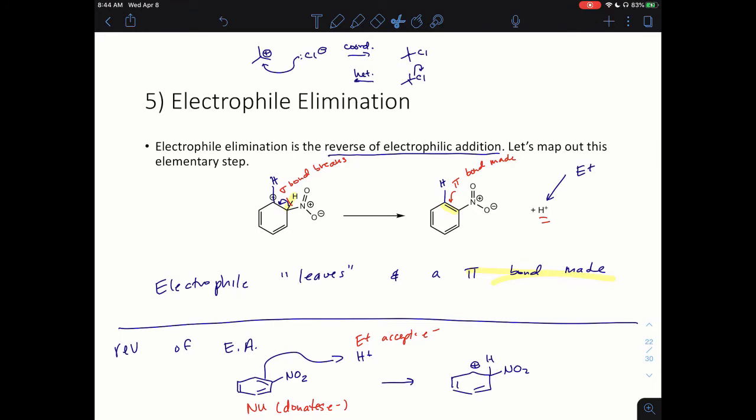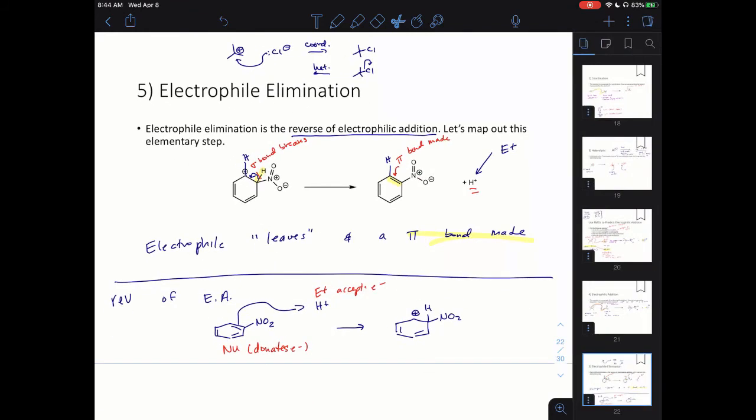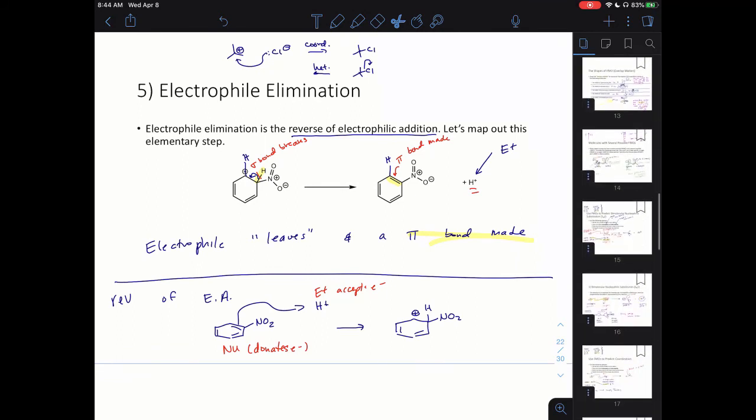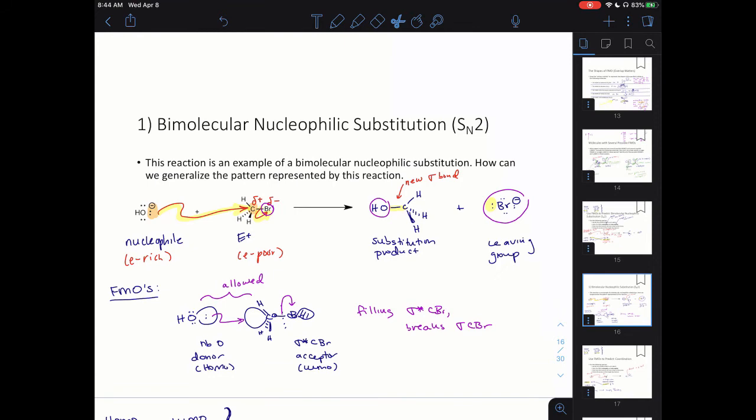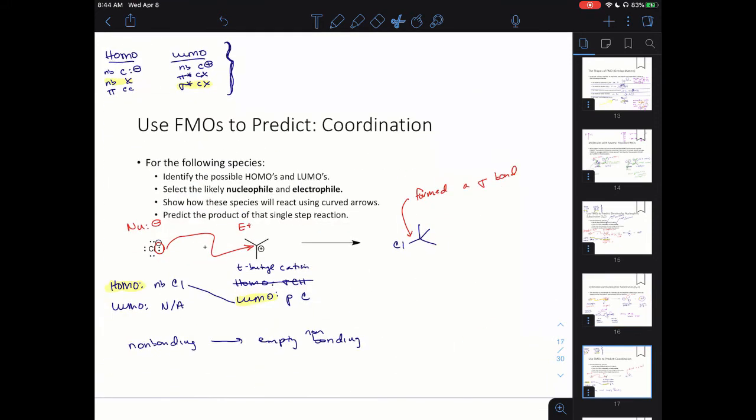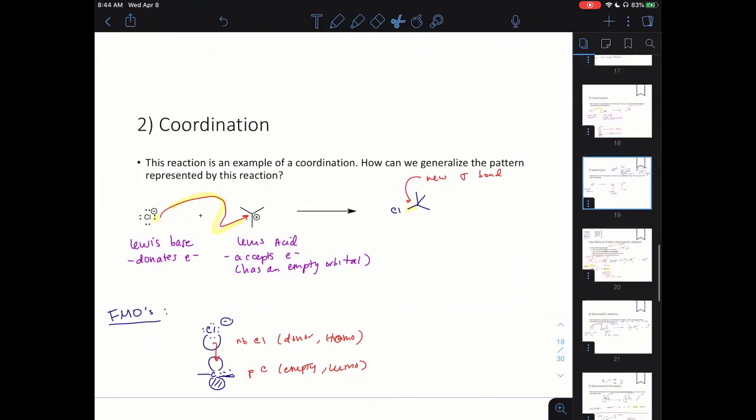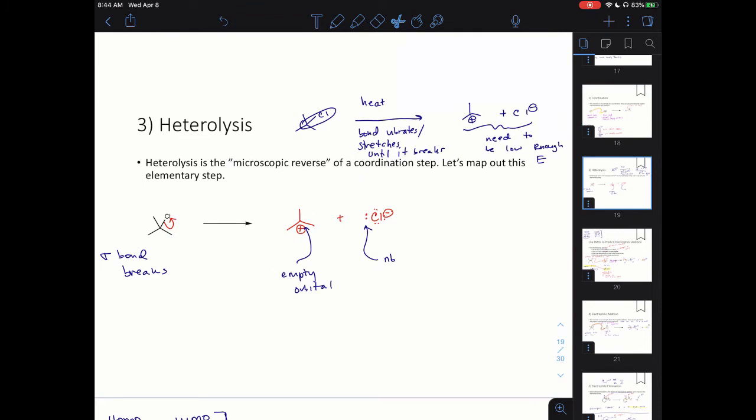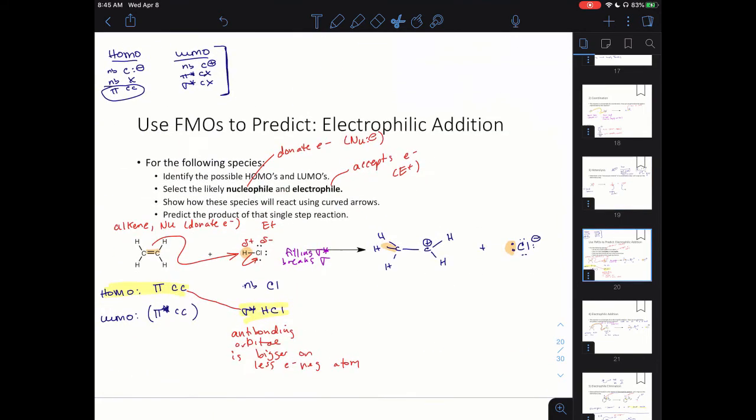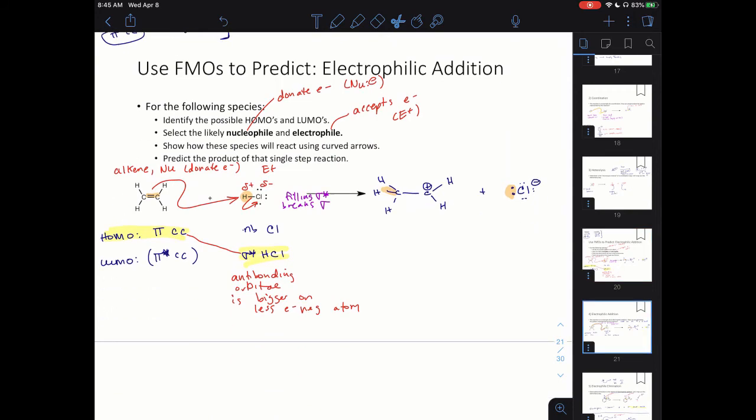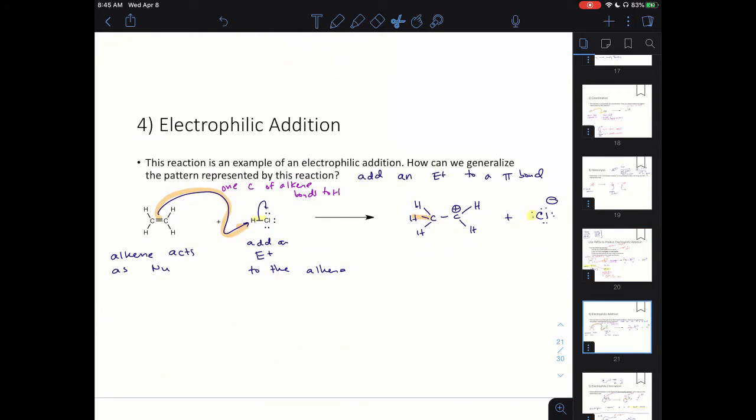We're doing awesome. We have learned 5 of the elementary steps, and we have predicted 3 of them. So we'll just do a little bit of a recap here. We predicted bimolecular nucleophilic substitution. We predicted coordination. Awesome. And then once we learned coordination, we said, well, there's heterolysis, which is the reverse of coordination, which is a little bit harder to predict, but cool. We can see it's the reverse of coordination. Then you predicted electrophilic addition. Yes, awesome, good job.